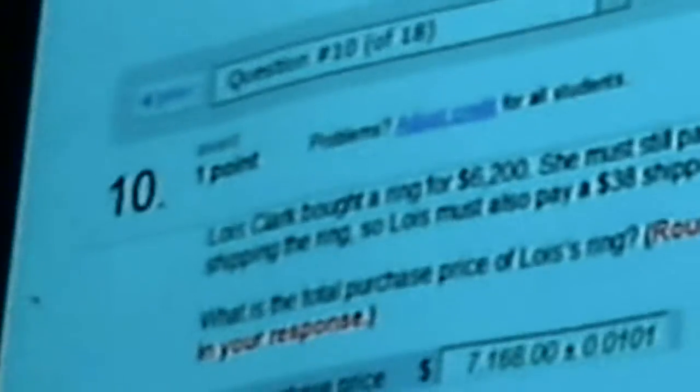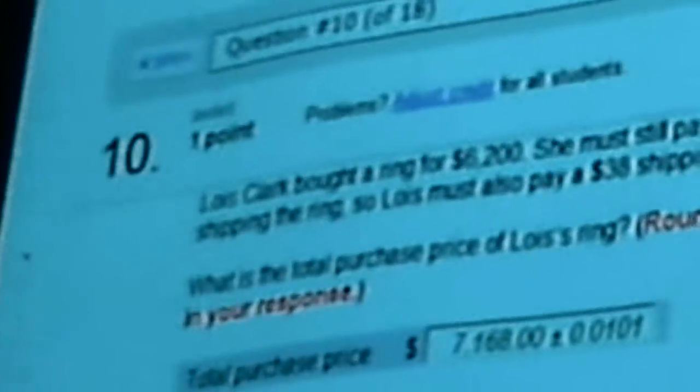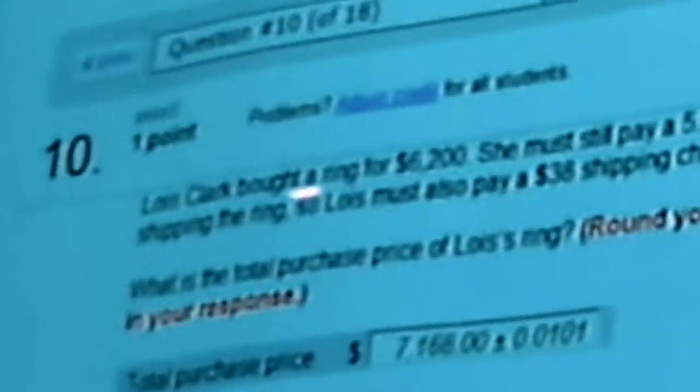Okay, back to sales tax. This problem has everything in it. It has sales tax and excise tax. And what they want you to give is the total purchase price after you figure out each tax and add it to this amount.